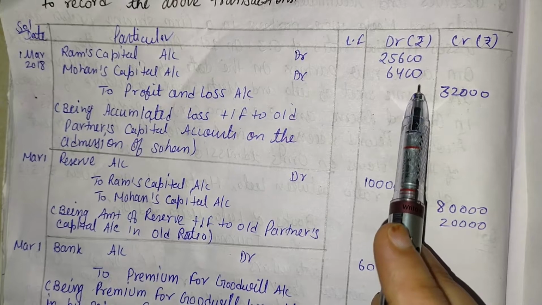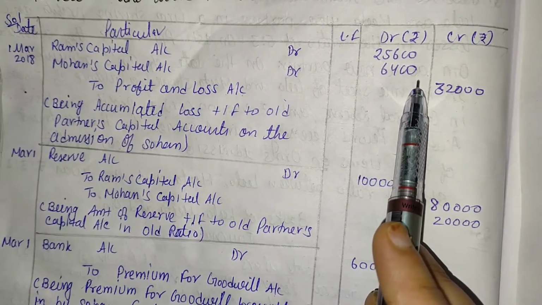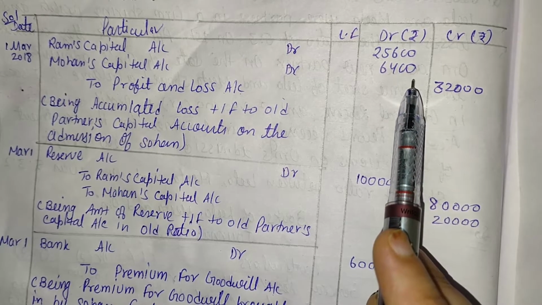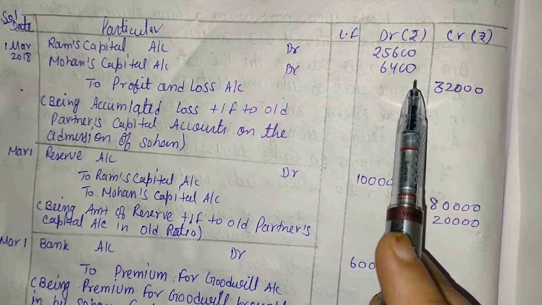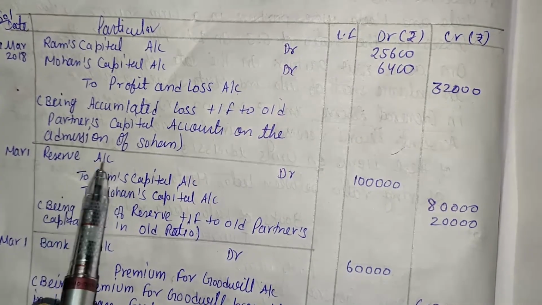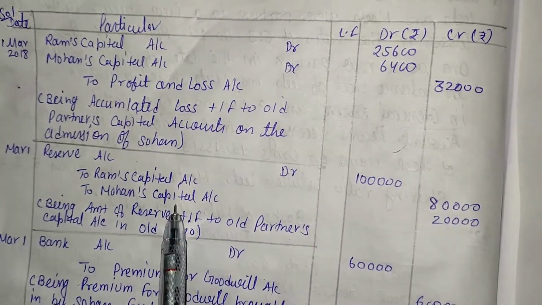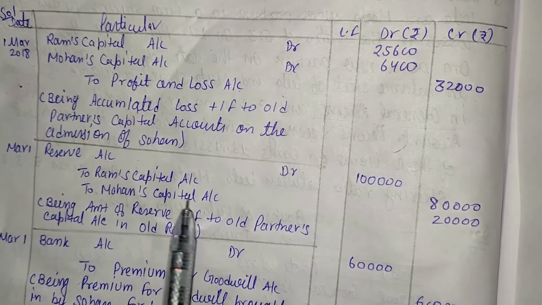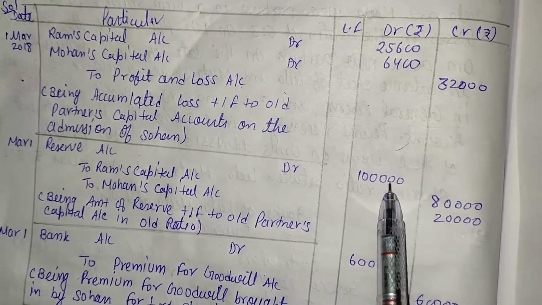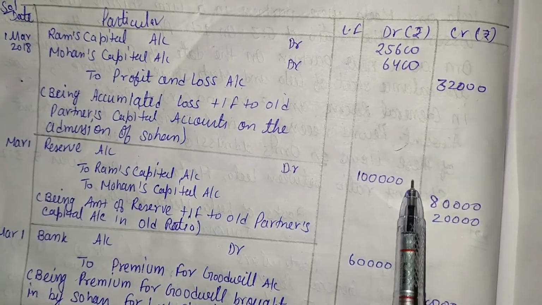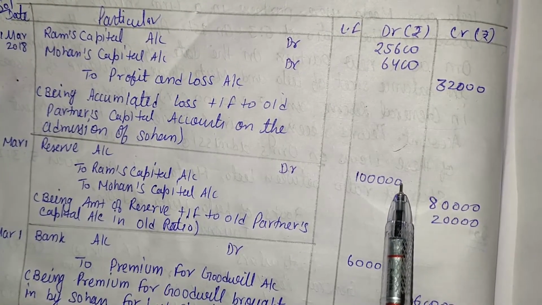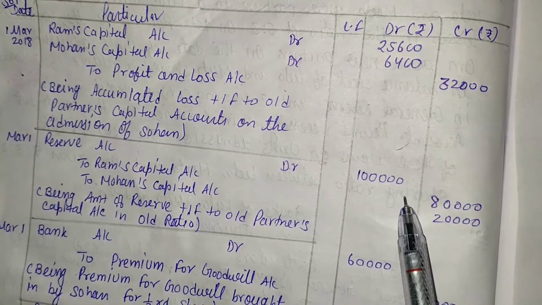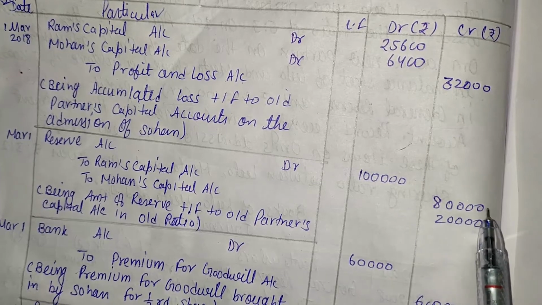The second information given in the question is that the reserve balance is given, and the reserve exists in the balance sheet on the credit side. If a credit balance is given, it should be debited. So here it is reserve account debit to old partners' capital accounts. And who are the old partners? To Ram's capital account and to Mohan's capital account. The reserve amount is 1 lakh, and that 1 lakh is divided in the old ratio. And what is the old ratio? 4:1. So that 1 lakh is divided in the ratio 4:1, so the amounts are 80,000 and 20,000.